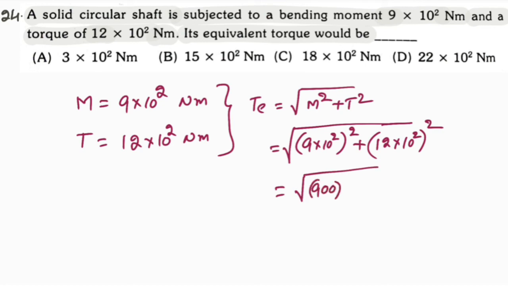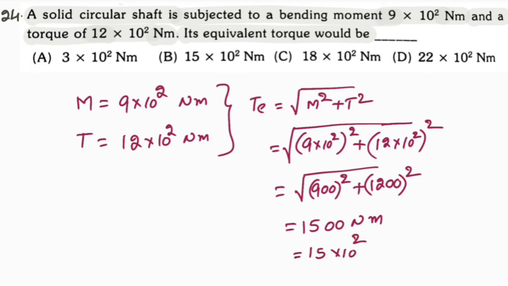So it is 900 whole square plus 1200 whole square. You simplify this value for getting around 1500 Newton meter. Since it is torque, 1500 Newton meter. So it can also be written as 15 into 10 power 2 Newton meter. That is the answer. 1500 Newton meter.